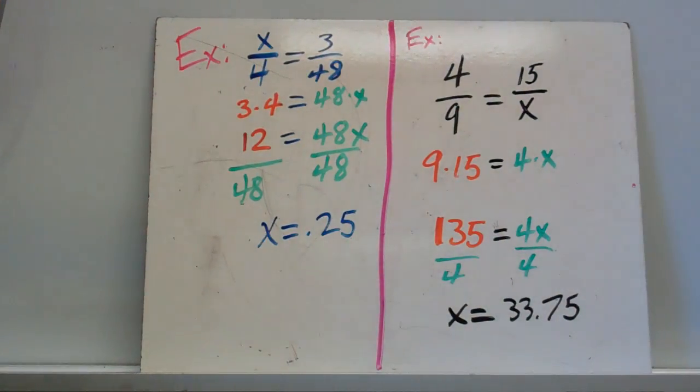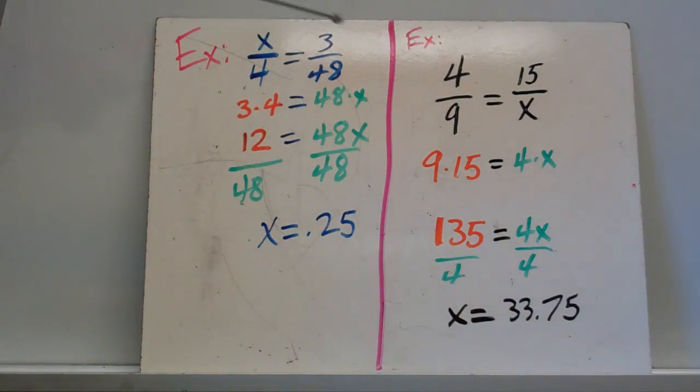Here we have x over 4 is set equal to 3 over 48. So again, we cross multiply. 3 times 4 is 12, x times 48 is 48x. Remember, we need to isolate the x, so we need to divide by 48 on both sides here. So that will leave us with x on the right side, and then 12 divided by 48 is equal to 0.25.